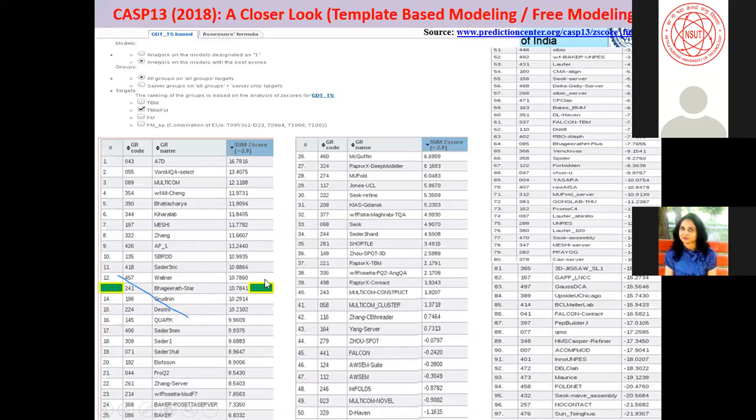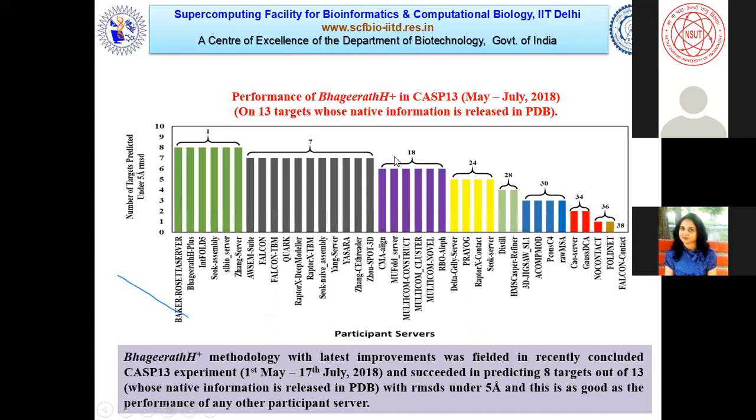And similarly, in the next, CASP 13, they put us at the 13th position. Bhagirath Star was at the 13th position. Once again, something similar was happening with 13 too. When you focus on the RMSD, there's a number of targets predicted under 5 angstrom RMSD. Bhagirath is somewhere out here. But I think these organizers have a very different way of evaluating things in any case.